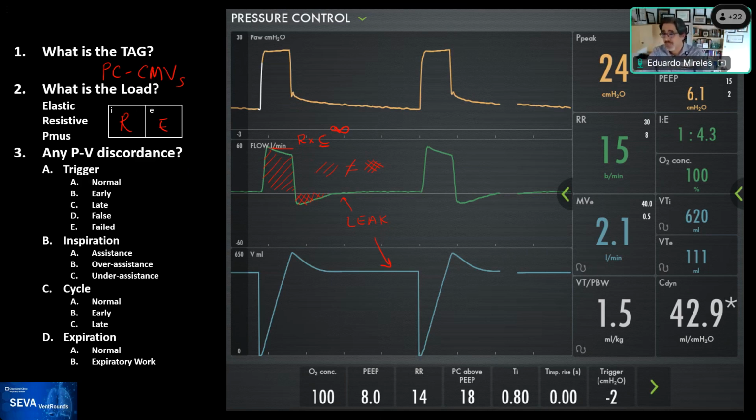And actually, in the book for the SEVA course, the case that we present is essentially that the flow looks like a square waveform. It's an even larger leak than this one, but this is a very large leak. So I love that.